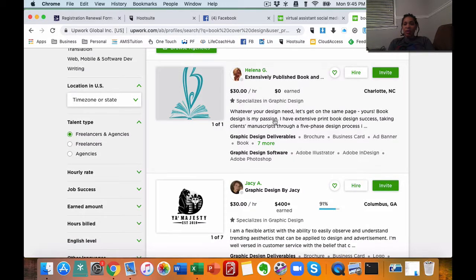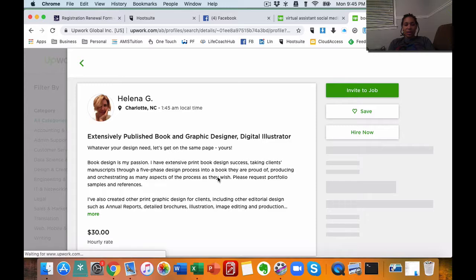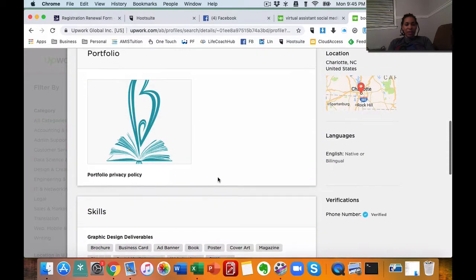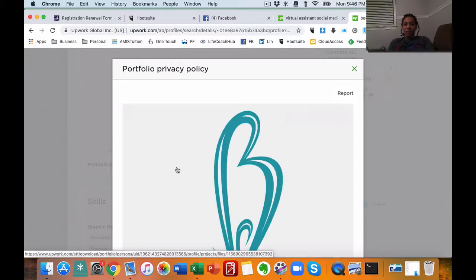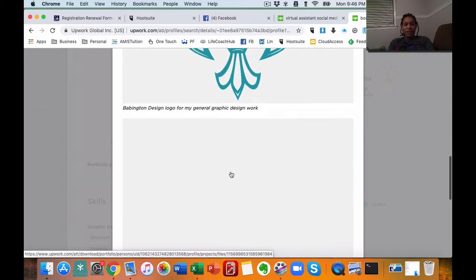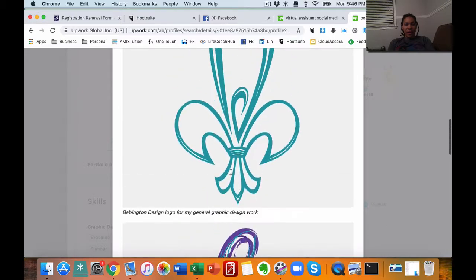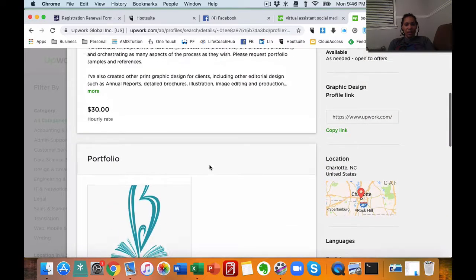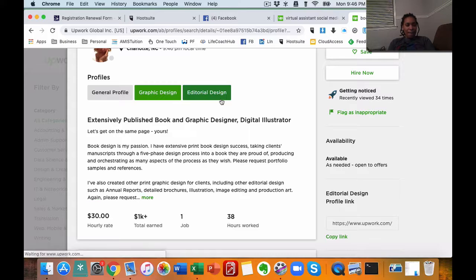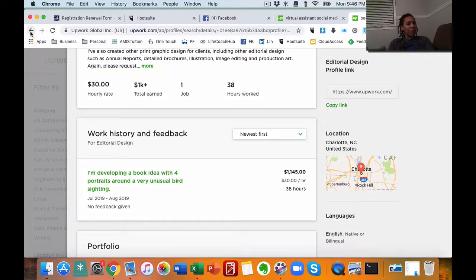Now look, $0 earned, right? But now she might have, let's just look at her. She might have some examples. Sometimes it's worth giving a new person a chance, but you have to look at their portfolio, right? So here she has a portfolio. Now this looks like logo design. Okay, but I don't see any. She talks about book cover design, but I don't see any examples of book covers. So that would be a red flag for me.